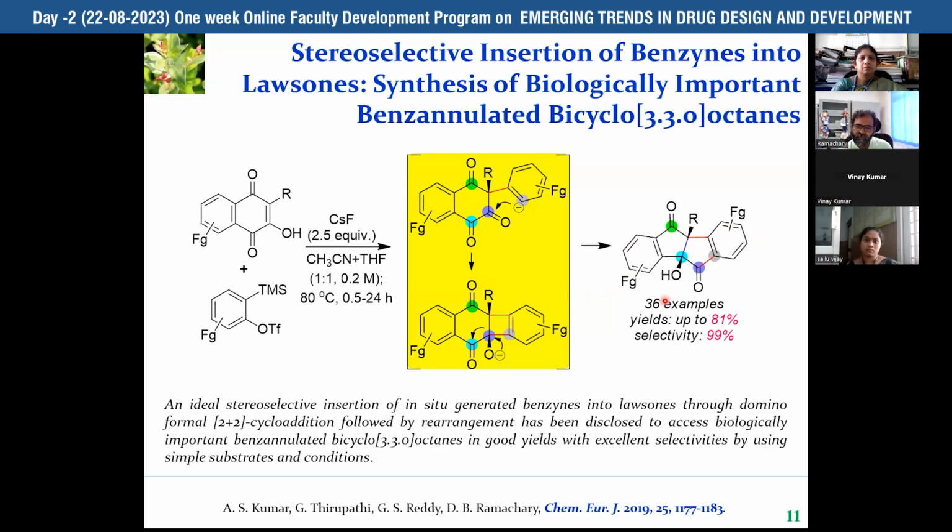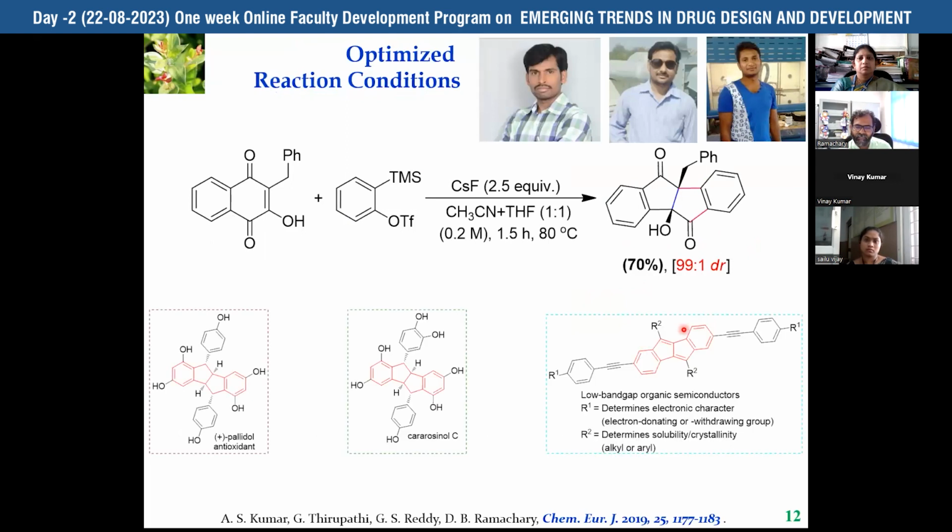We have examined this reaction with 36 examples, and you can see these applications. These are very important antioxidants, natural products, and materials-oriented compounds. So we are working to make one of these molecules, applying this methodology in total synthesis.